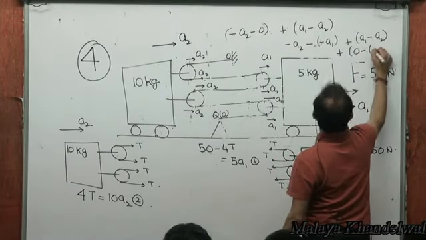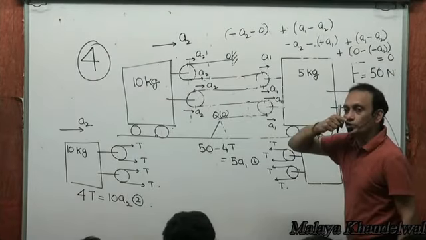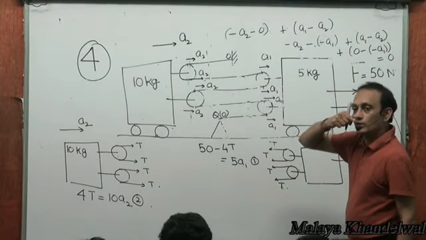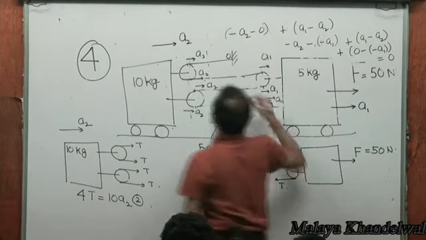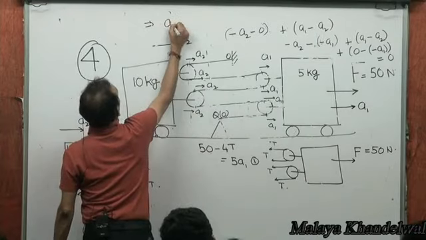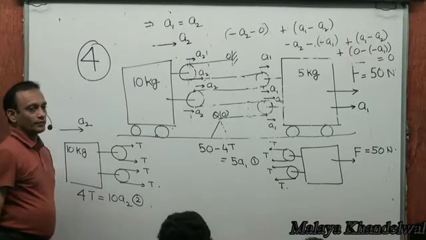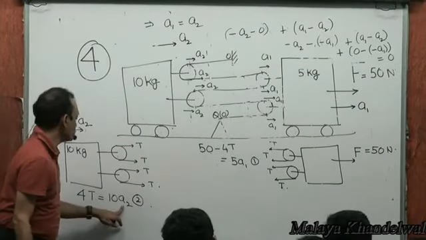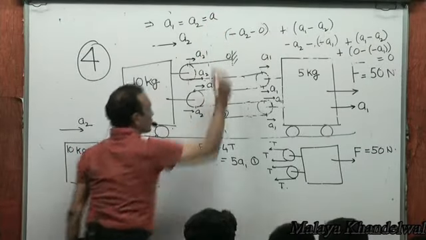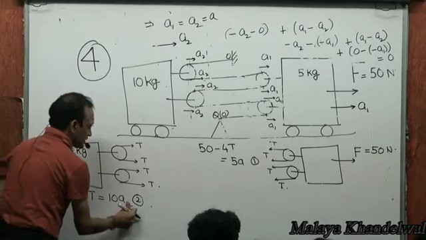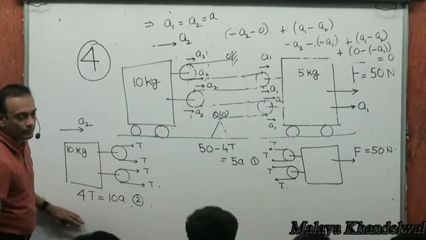What does this give me in terms of A1 and A2? It is 0. That means it gives me A1 equal to A2. Now that I have A1 equal to A2, I can put A1 equal to A2 equal to A, say. Then this A1 can be replaced by A, this A2 can be replaced by A, and I can solve for T. How much does T turn out to be?